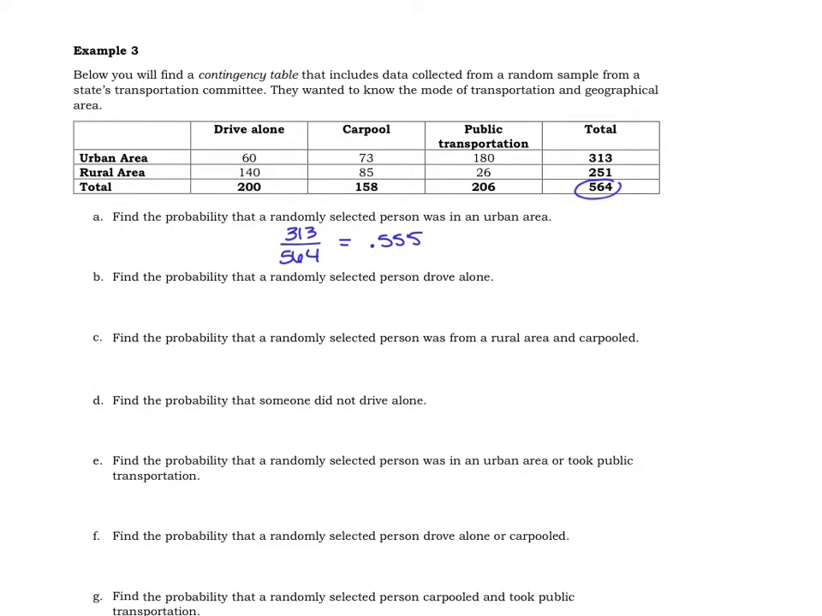All right, moving on. Find the probability a randomly selected person drove alone. Okay, well, again, out of those 564 total people, how many drove alone? Well, there's the 200 people that drove alone. As a decimal, 0.355.